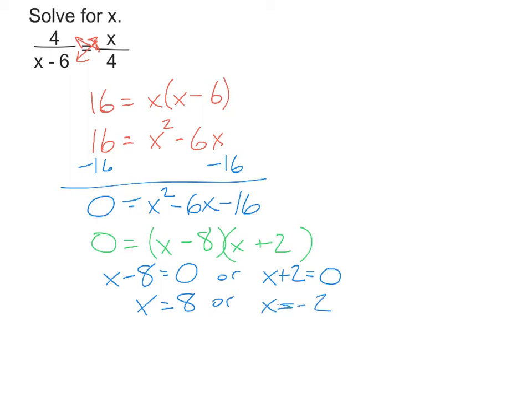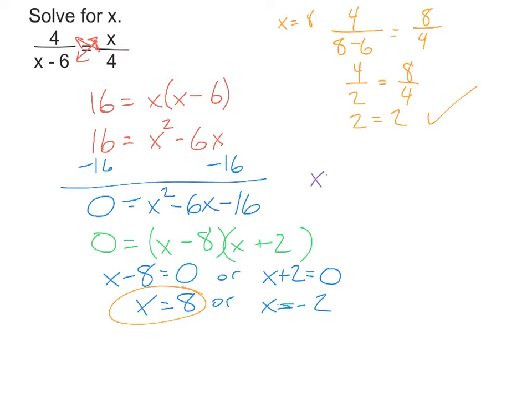And let's go back and we'll check our solutions here. So if we put in 8 first, we get 4 over 8 minus 6 is equal to 8 over 4. So simplifying, 4 over 2 is equal to 8 over 4, or rather 2 equals 2. Sure is. So x would equal 8. That's one solution. Let's try the other one.